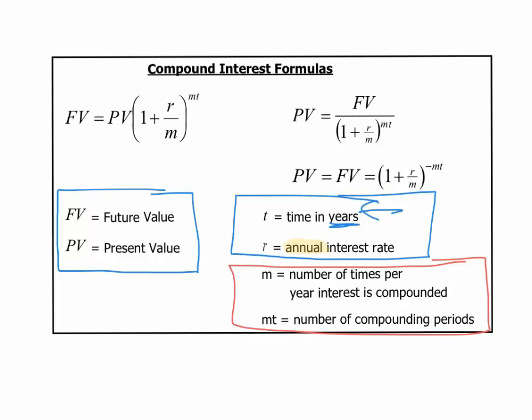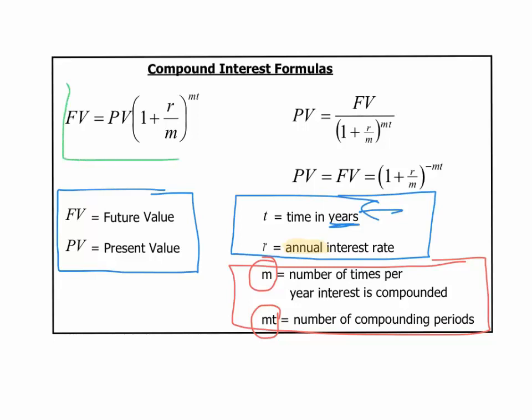Well, we could have interest that's earned every month, or we could have interest that's earned every quarter. So we need to keep track of how many times per year that interest is compounded, and that is our value of M. M times T is the number of compounding periods over the lifetime of the deposit that we're talking about. Now let's look at the actual formulas.